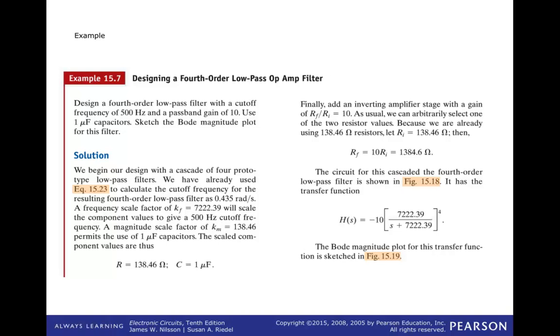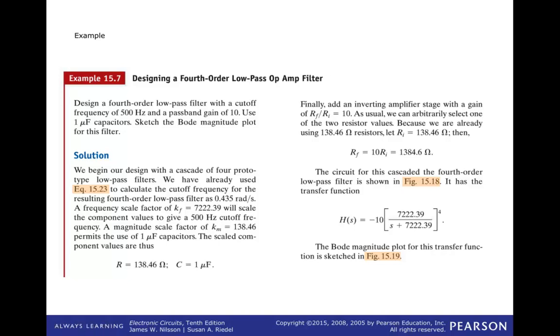This is very similar to what we did in class, designing a fourth order low pass op-amp filter. We want a cutoff frequency of 500 Hertz and a passband gain of 10. We want to use 1 microfarad capacitors and we want this to be low pass. The first thing we do is solve for omega Cn for a fourth order filter, which we've done previously, and we find our correction factor is 0.435 radians per second.